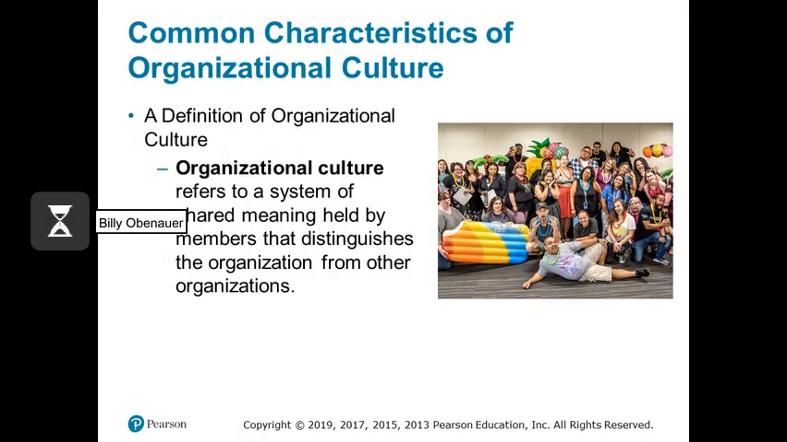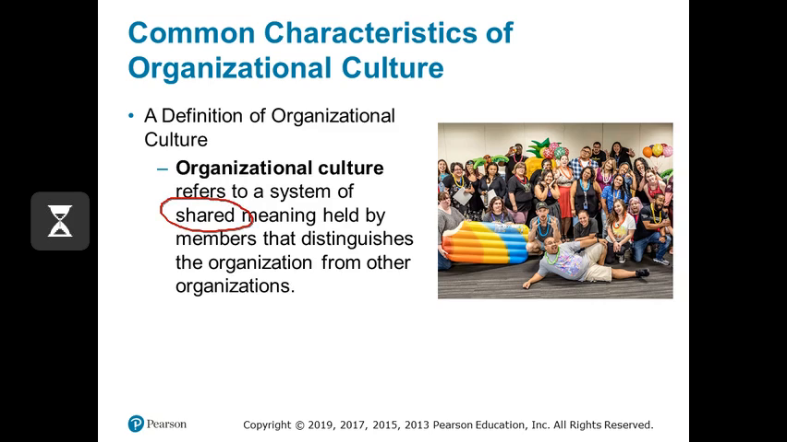Now, let's take a look at this definition of organizational culture here. It says culture refers to a system of shared meaning held by members that distinguishes the organization from other organizations. Now, there are two key parts to this definition I want you to take a look at. The first one is shared.